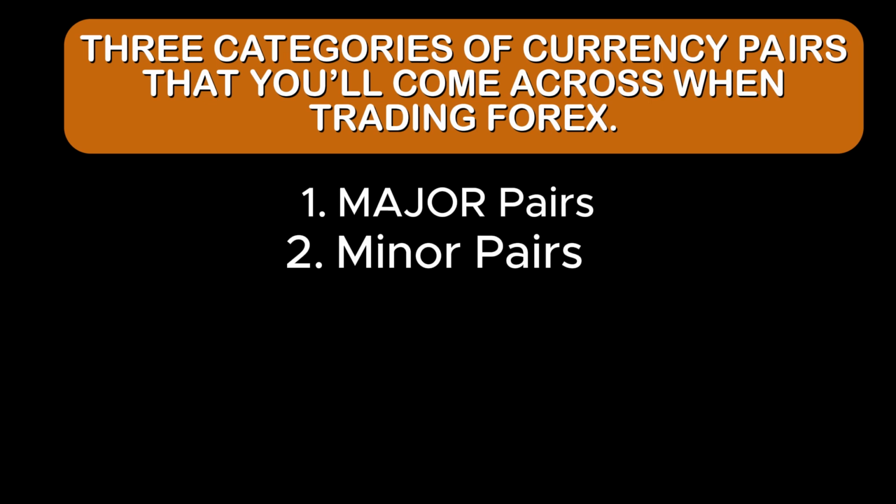Now, the third and last category is the exotic pairs. Exotic pairs consist of a major currency paired with a less traded or emerging market currency, like USD/ZAR, that is United States dollar against the South African rand, or EUR/TRY, that is Euro against the Turkish lira. These pairs tend to be much more volatile and can have high spreads.